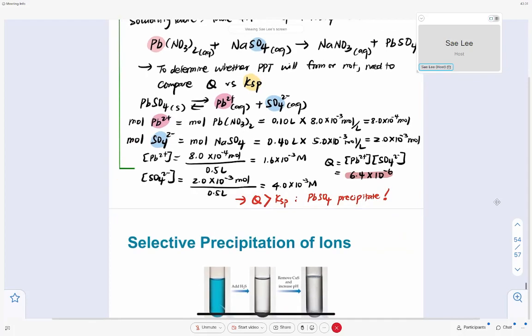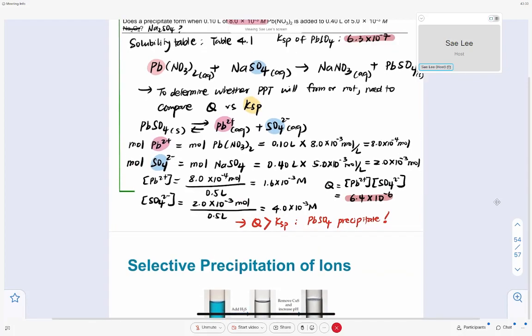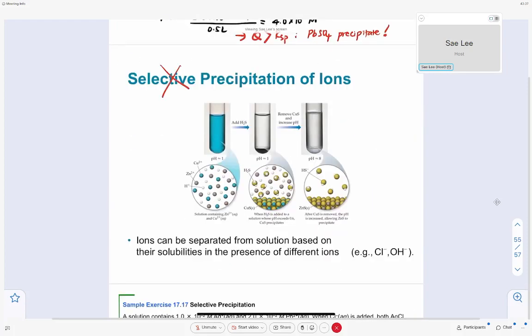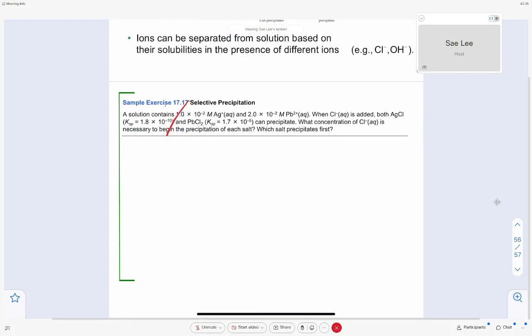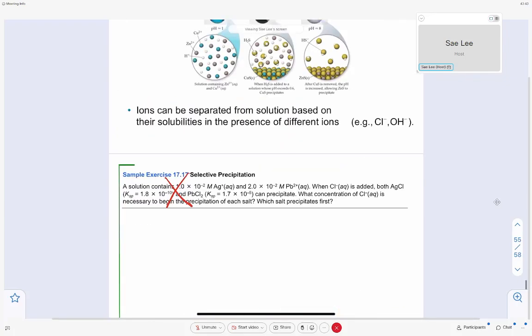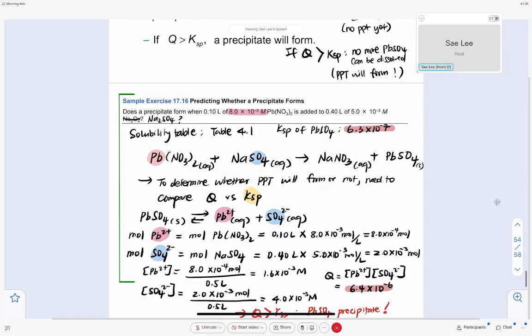Okay, so that's that for chapter 17. We're going to skip the last 3 slides. Again, this solubility part is going to be included in exam 3 and the final exam.